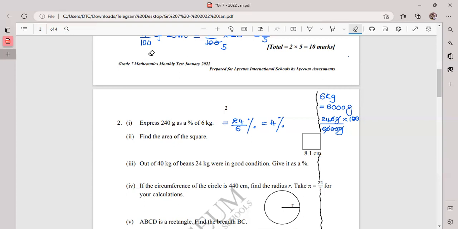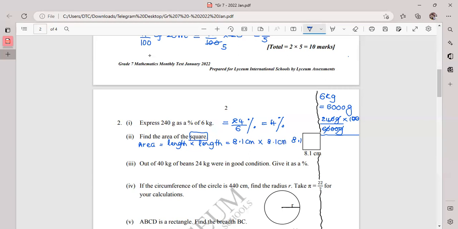Now here they have given the side of one side. So then this also will be 8.1. Why they have given this is a square. We know in a square, all the sides are equal to each other, right? What you want to do, the area is equal to length into length. That means 8.1 centimeter into 8.1 centimeter.